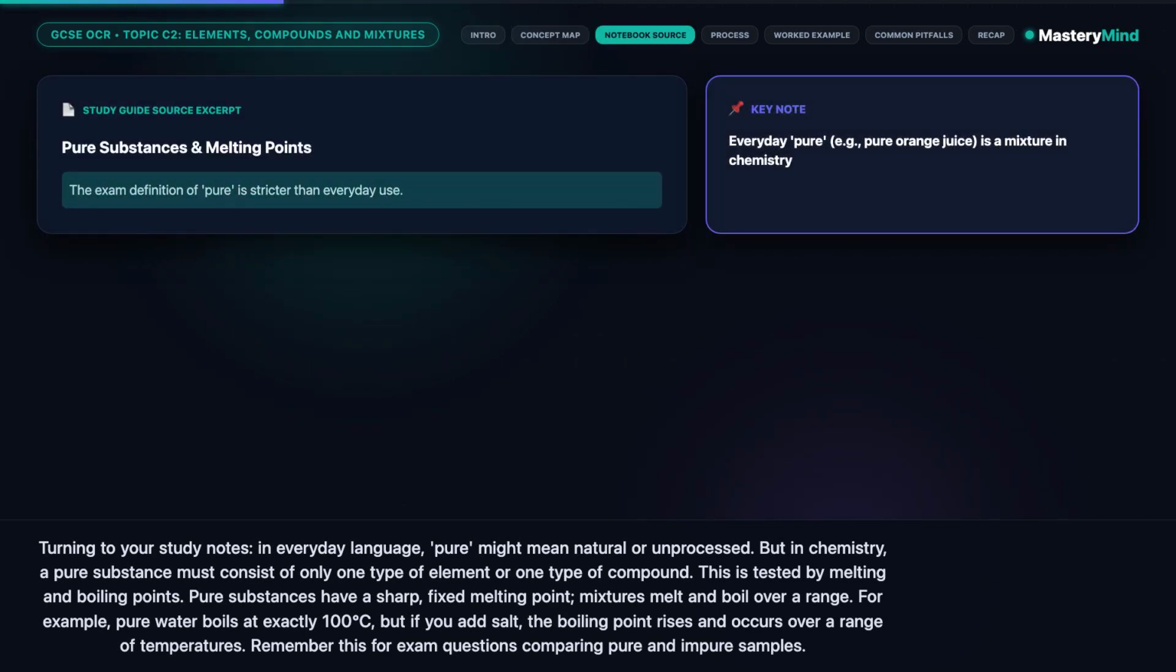Turning to your study notes, in everyday language, pure might mean natural or unprocessed. But in chemistry, a pure substance must consist of only one type of element or one type of compound. This is tested by melting and boiling points. Pure substances have a sharp, fixed melting point, mixtures melt and boil over a range. For example, pure water boils at exactly 100 degrees Celsius, but if you add salt, the boiling point rises and occurs over a range of temperatures. Remember this for exam questions comparing pure and impure samples.